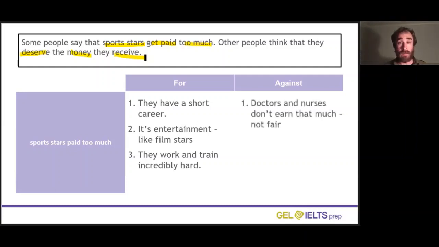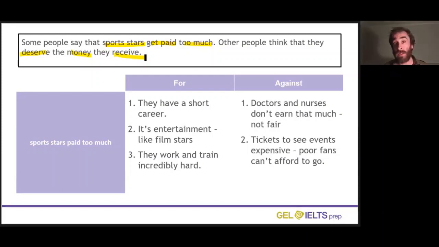For the other side, I might look at a job which should be paid more, which is not paid as much as sports stars. For example, doctors and nurses. They don't earn as much as sports stars, and I could say that this is not fair. We can also say that tickets to see those sports stars are often expensive as a result of those high salaries. Poor people often can't afford to go see these football or sports stars, and that seems unfair.